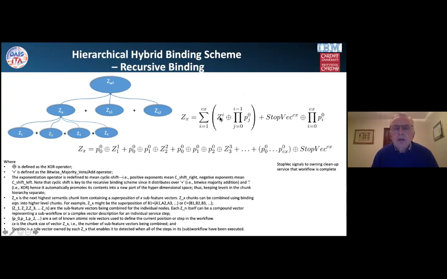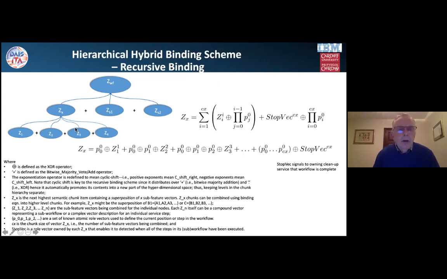So here's the sort of equation that describes what we're doing. If you write that out in full, you can see that the vector is described in terms of a position operator, in this case, with our service Z1, then the position operator XORed with another position operator XORed with Z2, but Z2 shifted by 2. So here's the cyclic shift, here's the permutation, and we add them together using majority sum together with this thing called a stop vector.